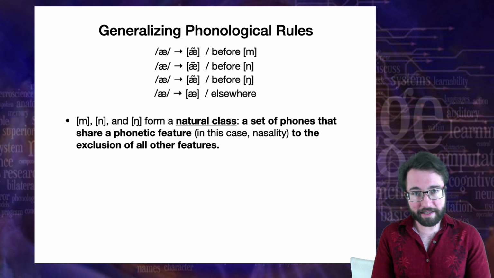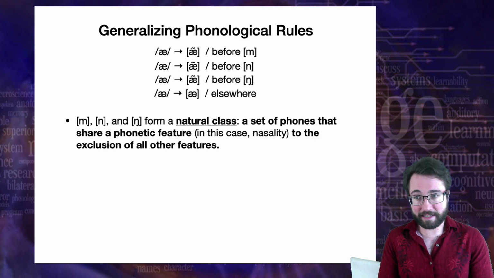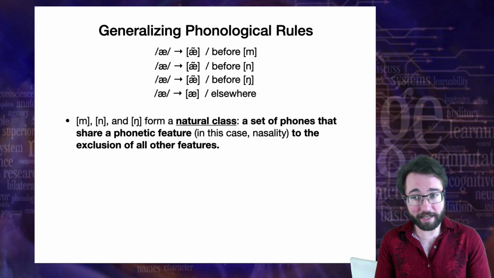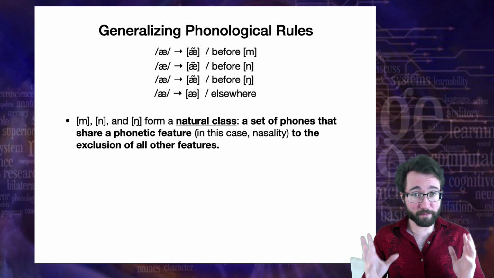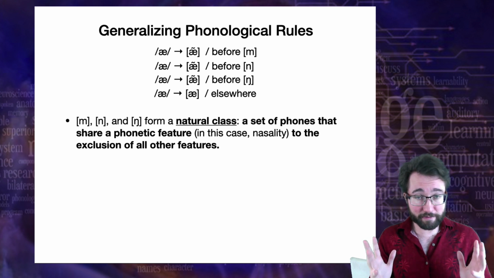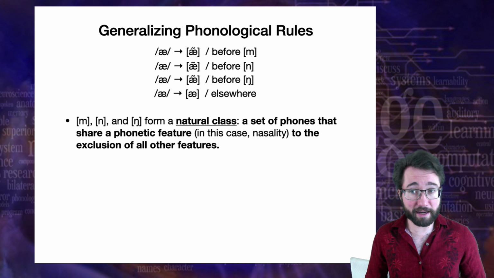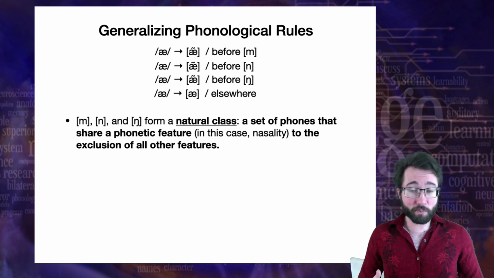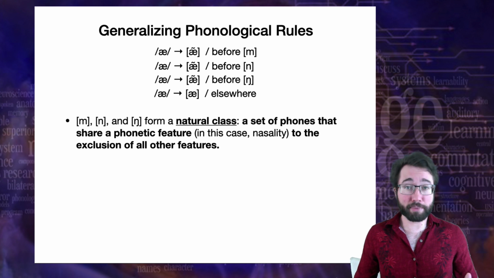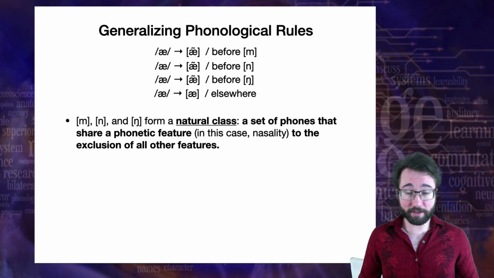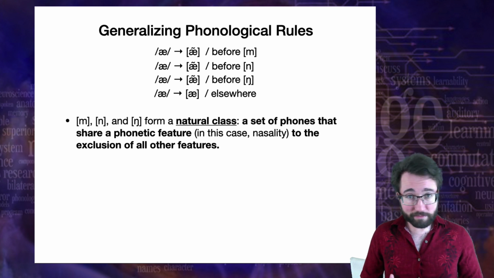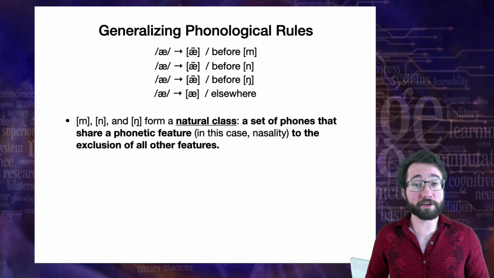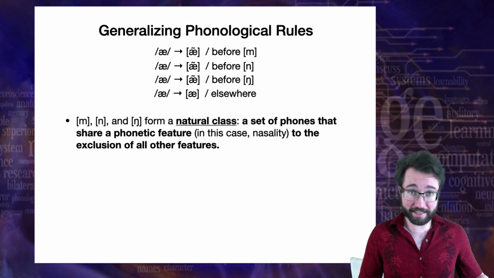To do that, we note that the sounds m, n, and eng, which appear as conditioning environments for the nasalized vowel, are a set of phones which forms something called a natural class. A natural class is any set of phones that share some phonetic feature, and they share that feature to the exclusion of others. So if I ask you, what's the feature in common among m, n, and eng? Well, it's not that they share a place of articulation, because m is bilabial, n is alveolar, and eng is velar. It's not that they share other features. The feature that they share is that they're all nasal. Their manner of articulation is all nasal.